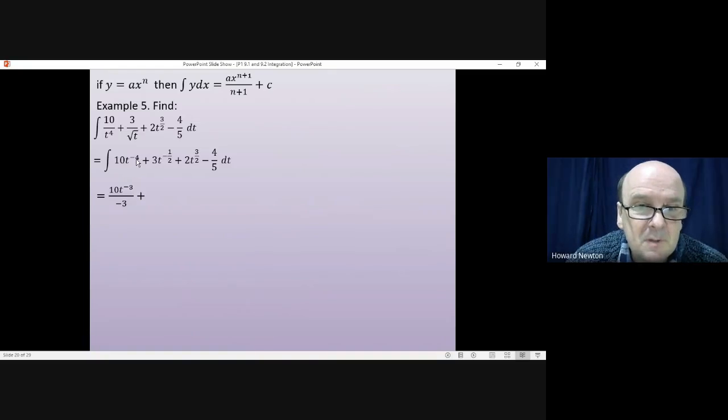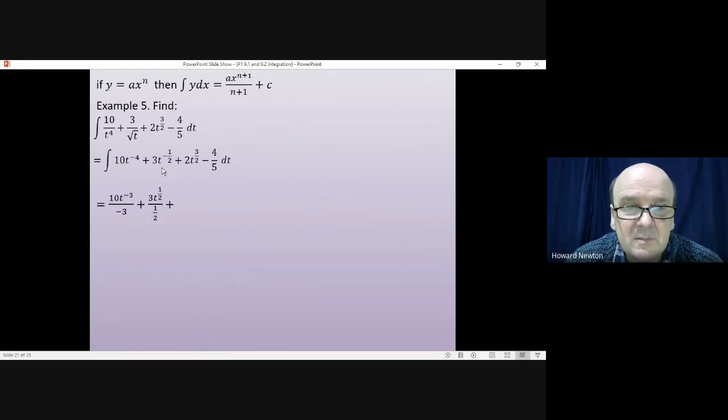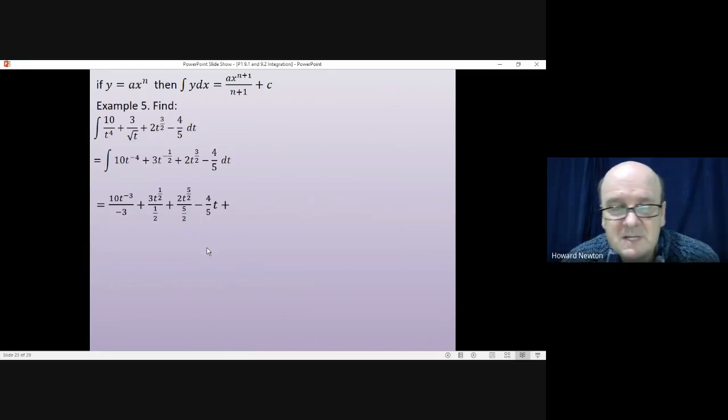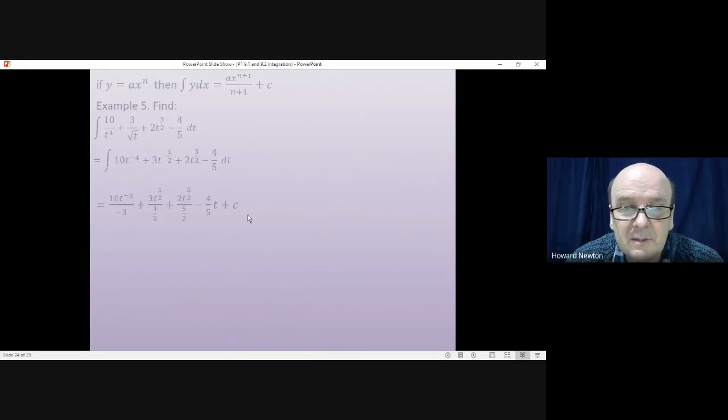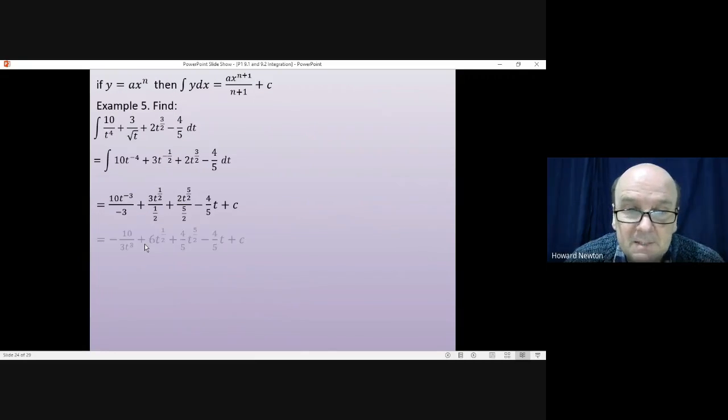Integrating this first term, the power goes up to minus 3, and I divide by minus 3. Integrating the second term, the power goes up to a half, I divide by a half. Integrating the third term, the power goes up to 5 over 2, and I divide by 5 over 2. And the last term becomes 4 over 5t, and I need to remember the arbitrary constant. Tidying that up will give me minus 10 over 3t cubed plus 6t to the half plus 4 over 5t to the 5 over 2 minus 4 over 5t plus c.